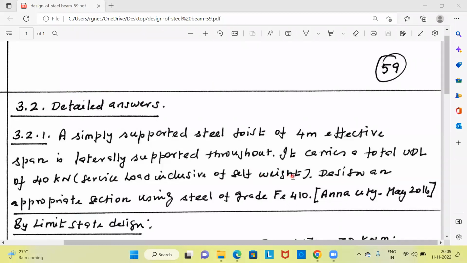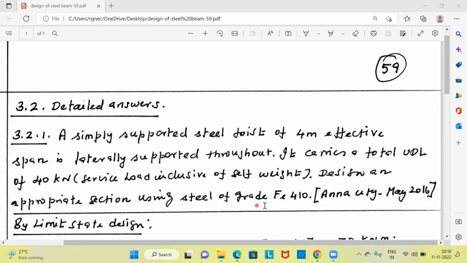Hello friends, now we will discuss one university question on design of steel beam. This university question is for Anna University for the year May 2016. The steel beam span is 4 meters and it is laterally supported. Generally it derives lateral support by virtue of the floor slab or deck slab which is supported on the steel beam. It carries a total UDL of 40 kilonewton inclusive of self weight. We have to design an appropriate section.